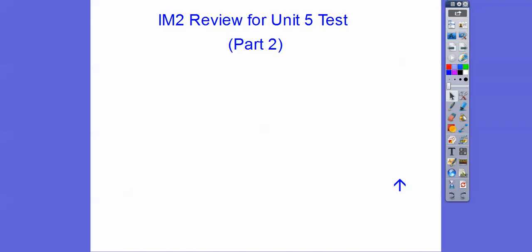Hey everybody, this is part 2 of our review for our Unit 5 test in Integrated Math 2. In part 1, we graphed some exponential functions and stated the domain, range, and behavior, along with some parabolas that opened up or down. And then we did a little bit of solving equations by taking the square root.